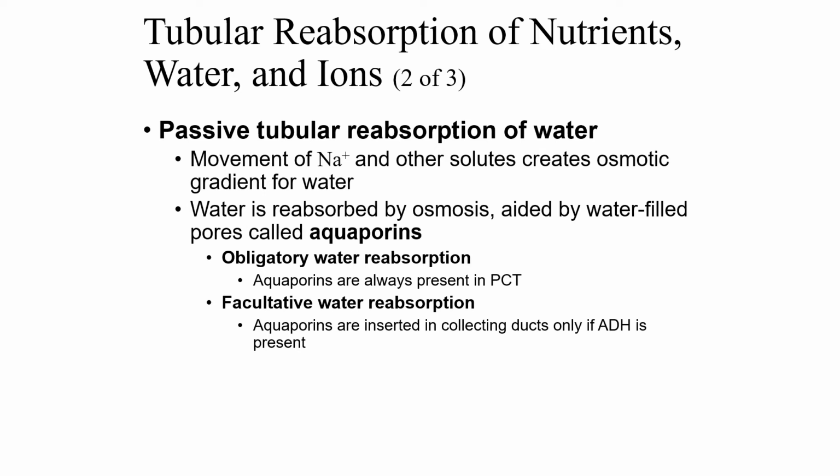What about passive reabsorption of water? Because we know that wherever sodium goes, water follows. And so when sodium is moving and other solutes start moving with it, you have an osmotic gradient, and water is going to be reabsorbed by osmosis down its gradient. Aquaporins are very large channels that allow water through very quickly. And these are present in the PCT. Aquaporins can be inserted into the collecting ducts, but only if ADH has been produced and is doing its job. You remember ADH is antidiuretic hormone.